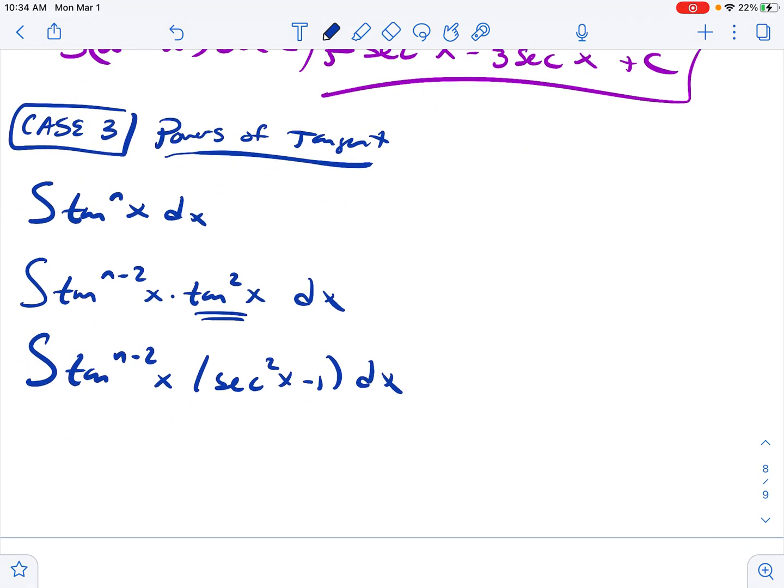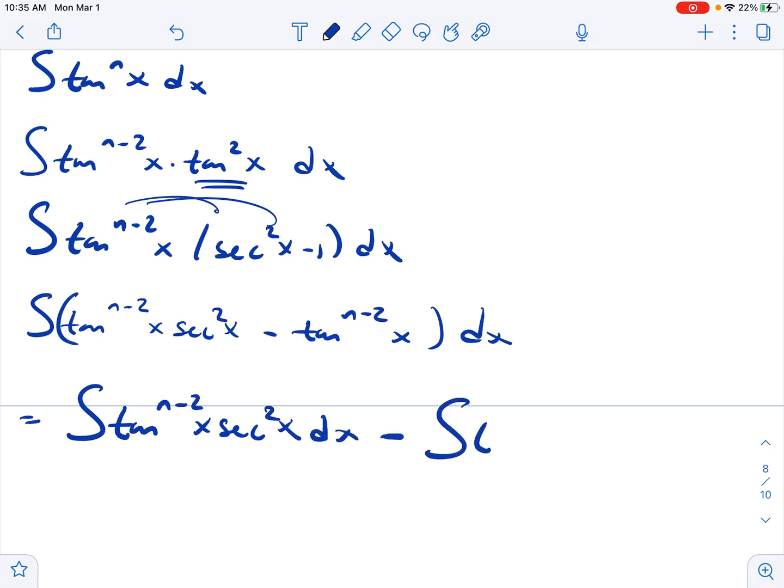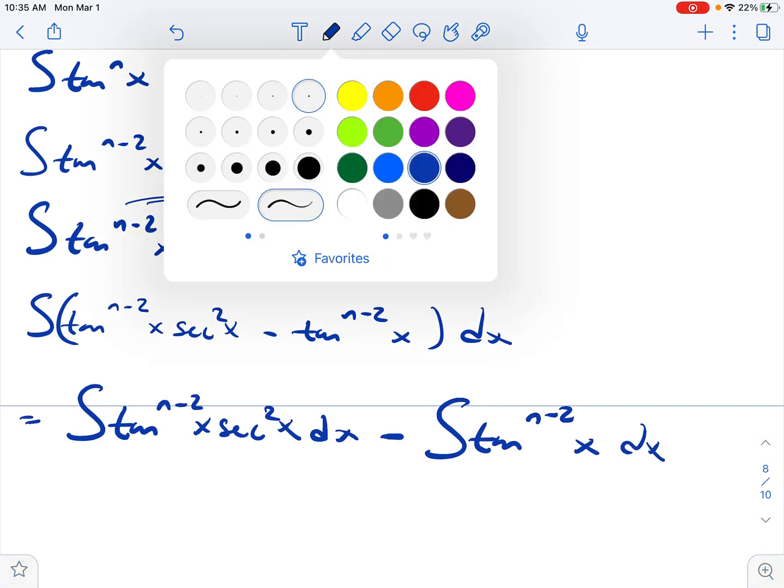Okay. Now what I'm going to do is I'm going to distribute this. So we're going to have the integral of tan to the n minus 2 power of x secant squared x minus tan to the n minus 2 power of x. I'm going to break this into 2 separate integrals now. We have the integral of tan to the n minus 2 power of x secant squared x dx minus the integral of tan to the n minus 2 power of x dx.